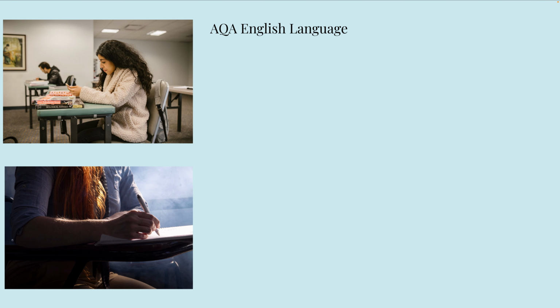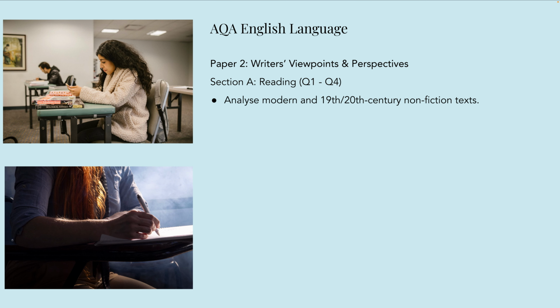interesting as possible. Paper 2 is writers' viewpoints and perspectives. Section A is reading. Like paper 1, this is questions 1 to 4. You analyse a modern and 19th or 20th century non-fiction text. So you might get something from 1885 and 1968, or you might get something from 1850 and 1995, and you have to analyse and compare the two texts. They will be about the same topic though. They're not going to choose two texts that have got nothing in common.